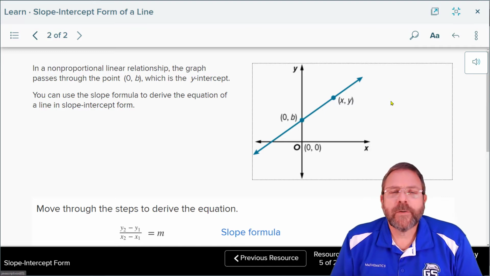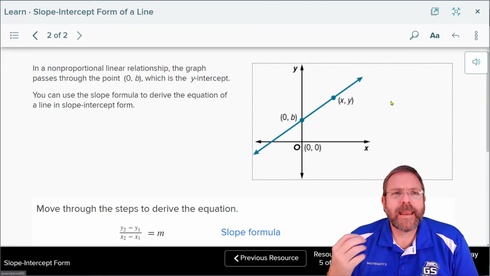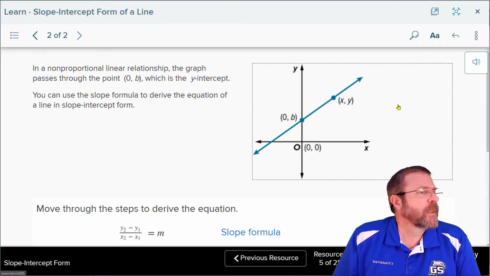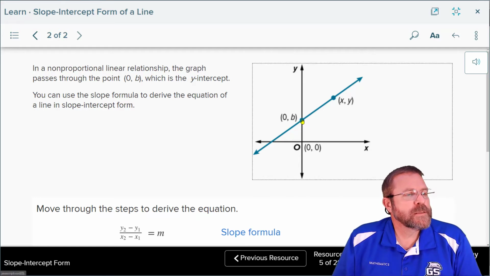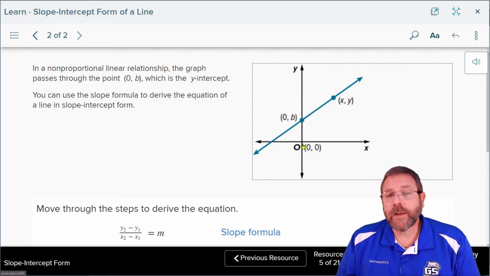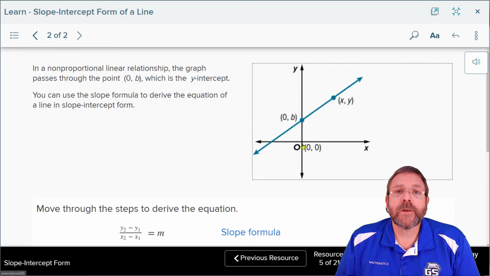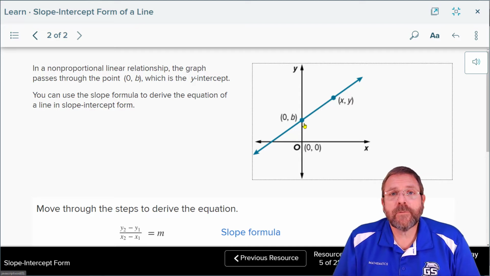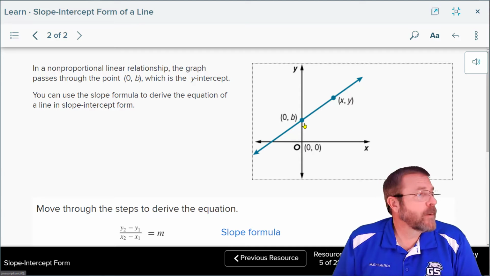Now I should point out that they keep talking about this being a non-proportional line. It's non-proportional because the graph does not go through the origin. Remember, if it is a straight line graph and it goes through the origin, then it's going to be a proportional relationship. But if it does not go through the origin, even though it's a straight line graph, now we know it's going to be non-proportional.